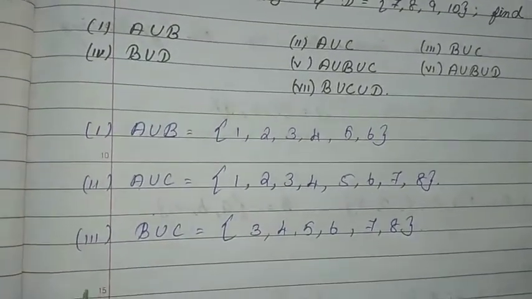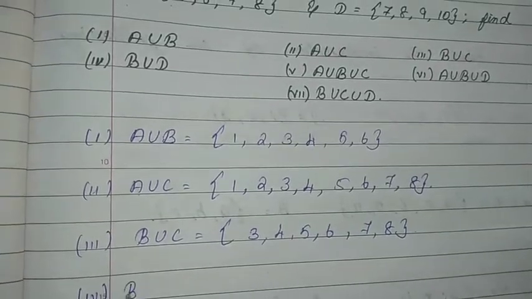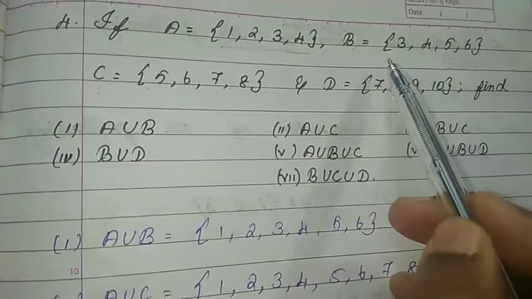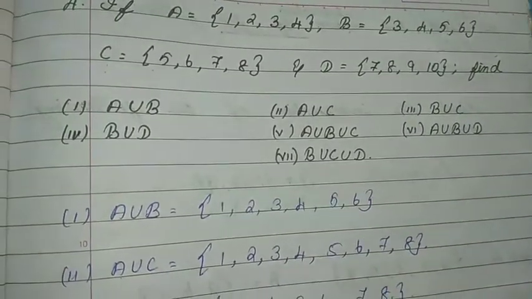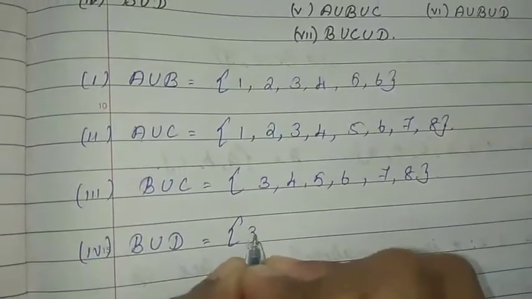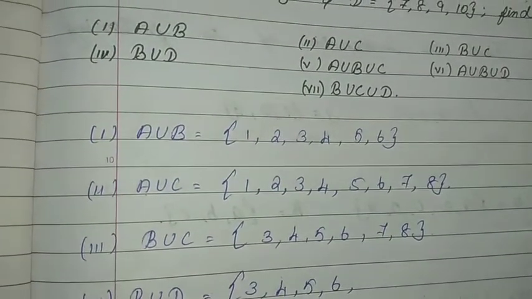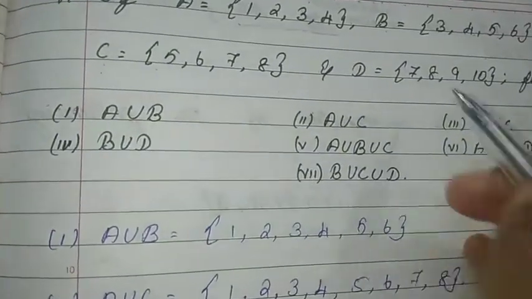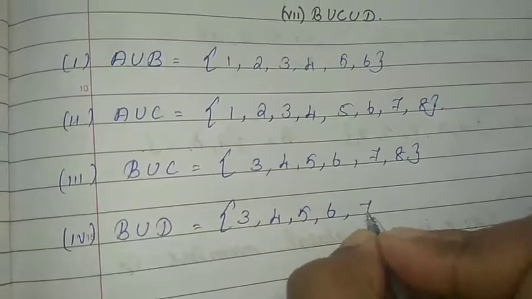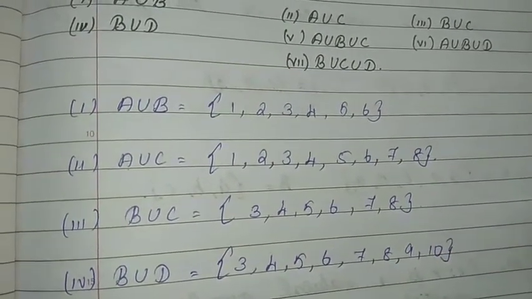That's it. So subdivision 4, B union D is equal to, first I will write all the elements from set B, that is 3, 4, 5, 6. Then from set D. Set D starts from 7 only, no? So I will write 7, 8, 9 and 10.